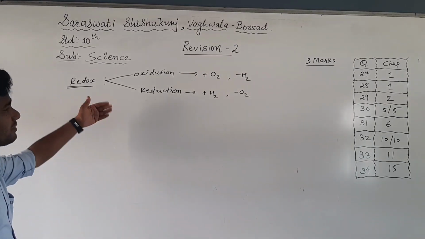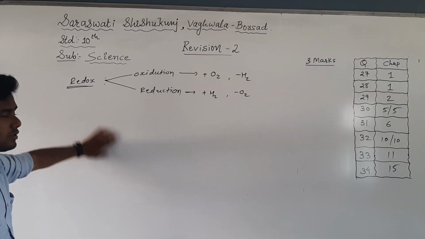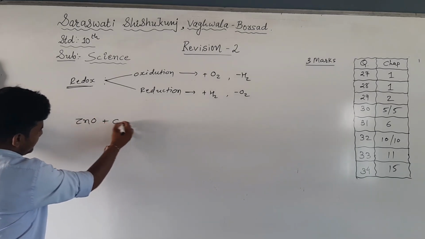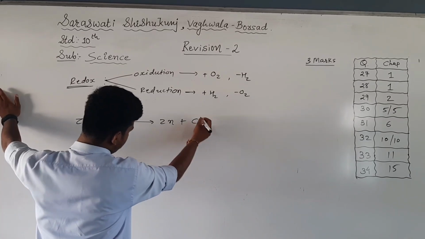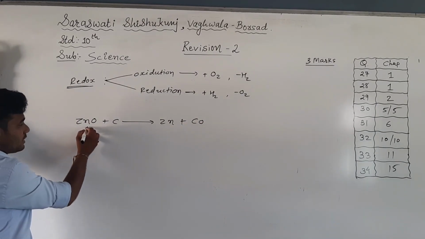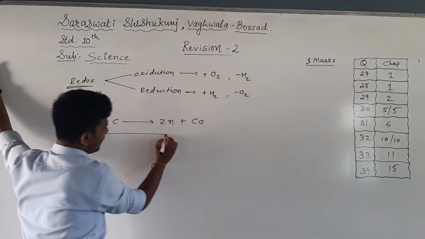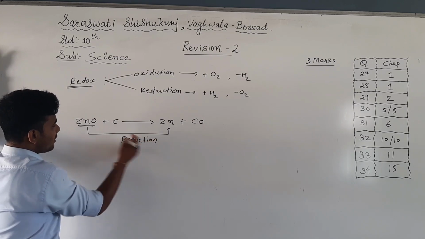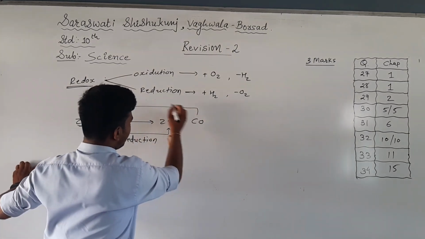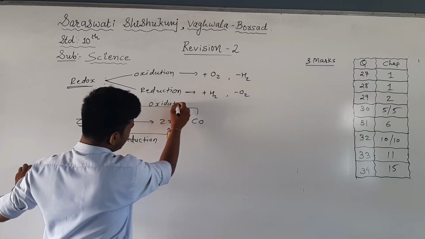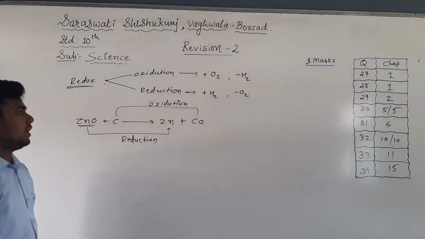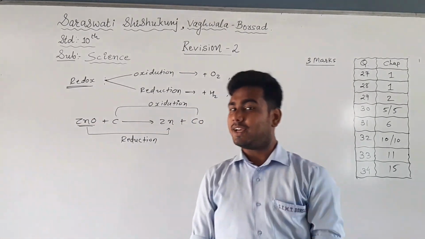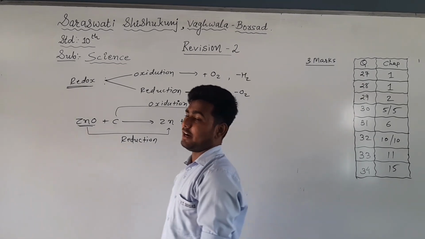Now we have to explain this with an example. So how can we explain? Okay, suppose we take the example ZnO plus C, which gives us Zn plus CO. I am taking this one example here. You can see that from zinc oxide we are getting zinc. So this is our reduction because oxygen is removed. But if we talk about the carbon, that is our oxidation. And in this reaction, oxidation and reduction both take place together. That's why it is considered a redox reaction.